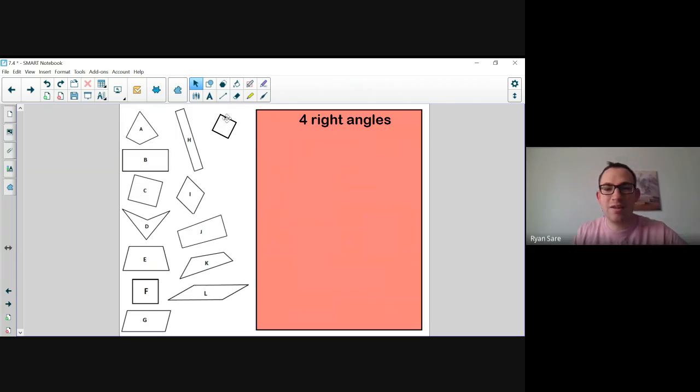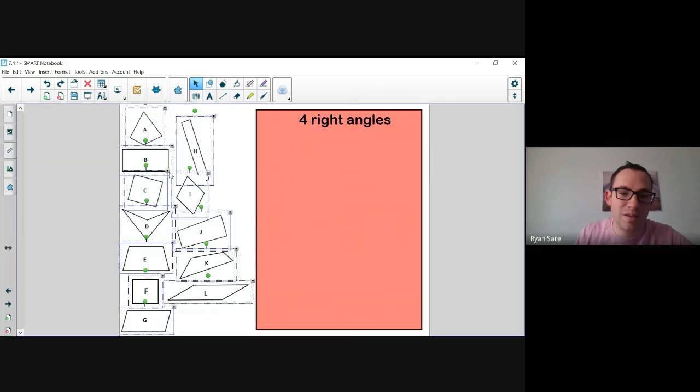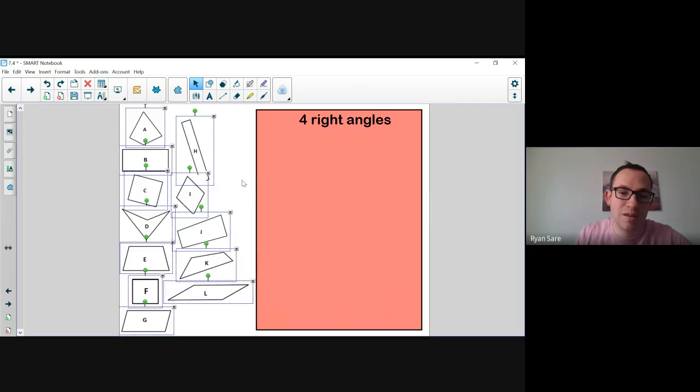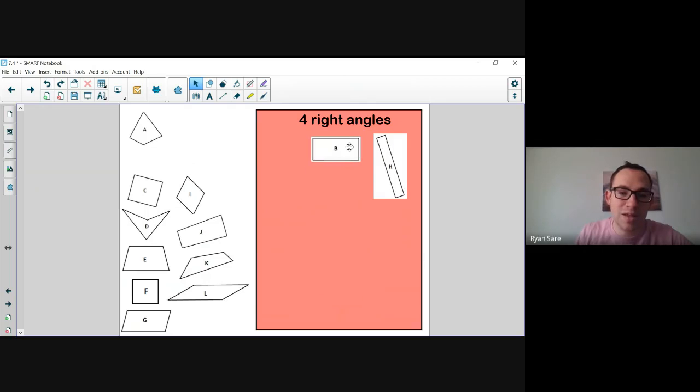But it doesn't have 4 right angles. So looking for shapes that have 4 right angles. Oh, see, I didn't do it again. Let's go ahead and pick all these. We're going to move them to the front. This one has 4 right angles. This one does. Even though it's twisted, this one does.